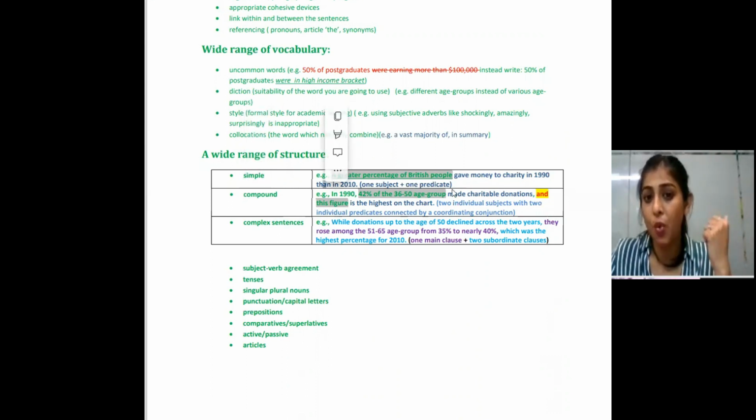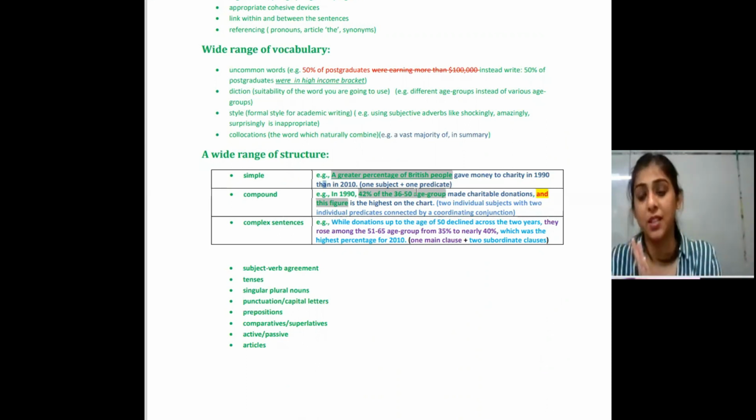A simple sentence is one that has one subject plus one predicate. Now, what is a predicate? Predicate is verb and object. A sentence which has its own subject, then verb, then its own object is a simple sentence.